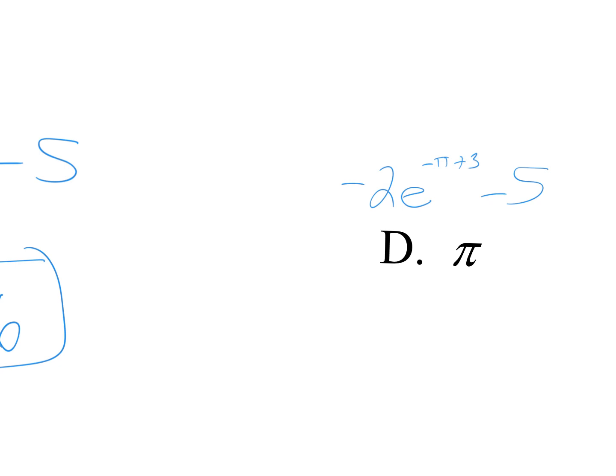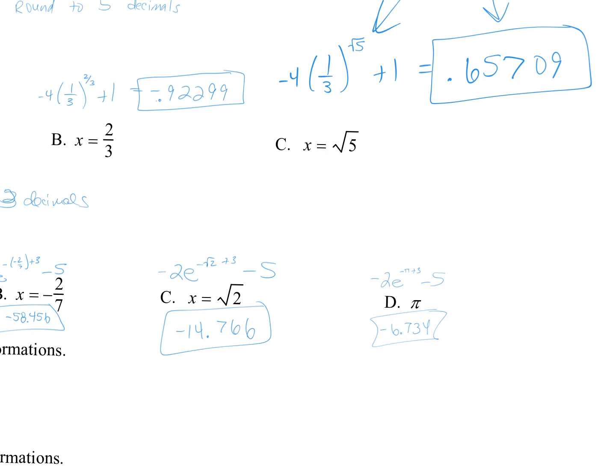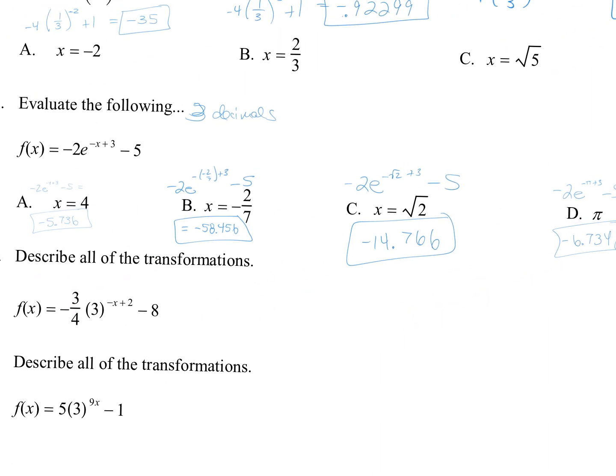What'd you guys get? Negative 6.734. Agreed. All right, now for some reason you guys aren't getting these numbers. You don't have to tell me right now if you don't want to. But make sure that you ask me either at the end of class today or come back and ask me after school real quick so we can troubleshoot. All right, moving on, right?